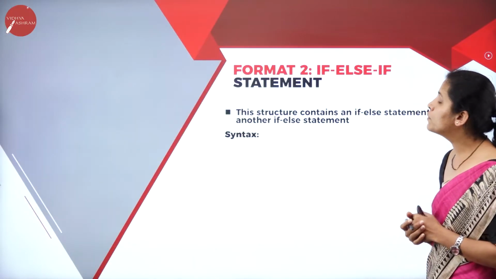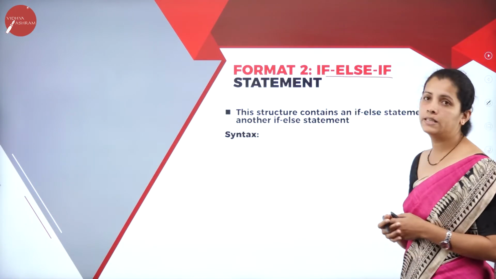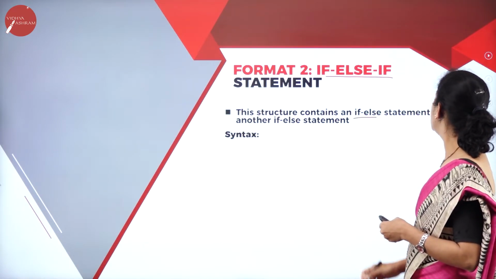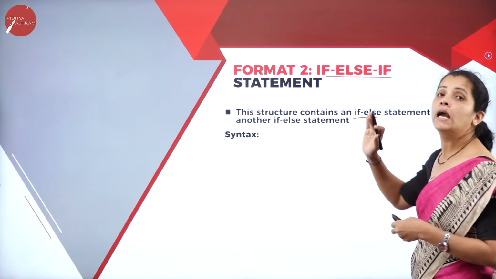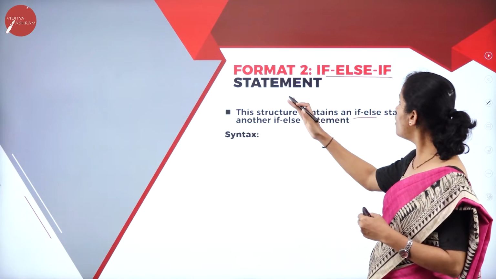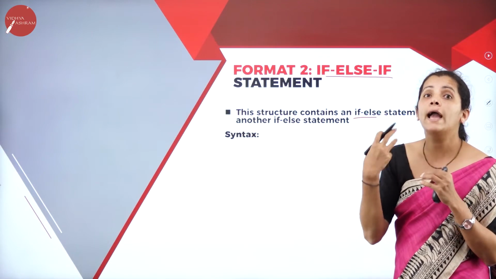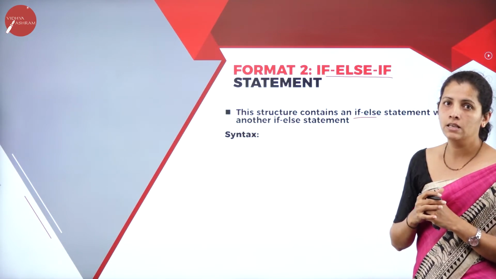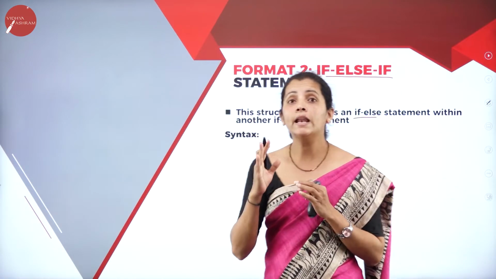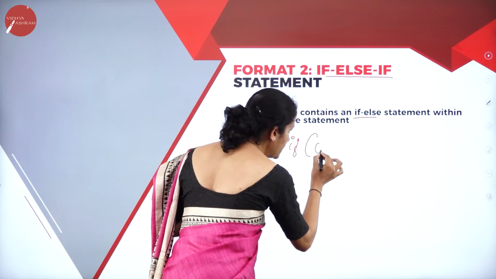Moving further, I'm going to have the second type of if else if statement, and this structure contains an if else statement with another if statement. So another form of if else statement is, in one if statement I'm going to have another if statement. See the difference here? In one if statement I'm going to have another if statement, that is if. I'm going to write the condition.